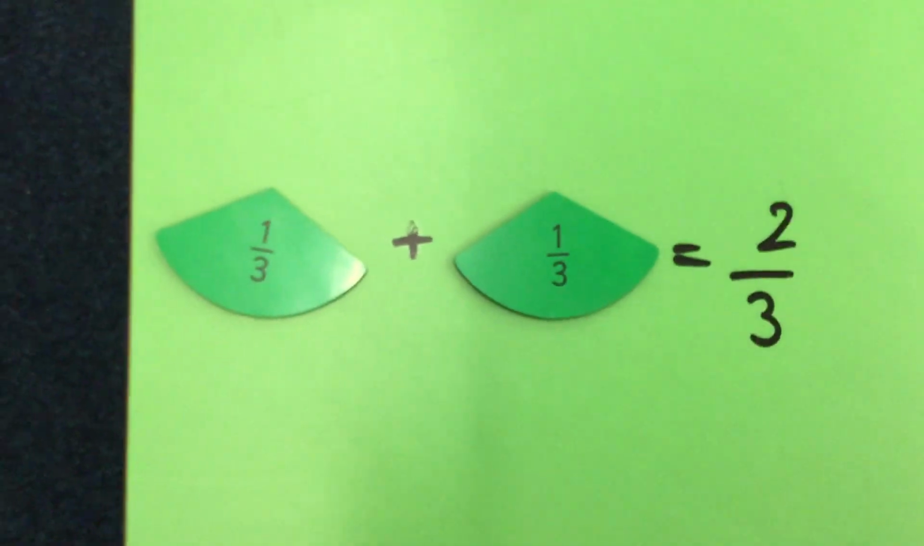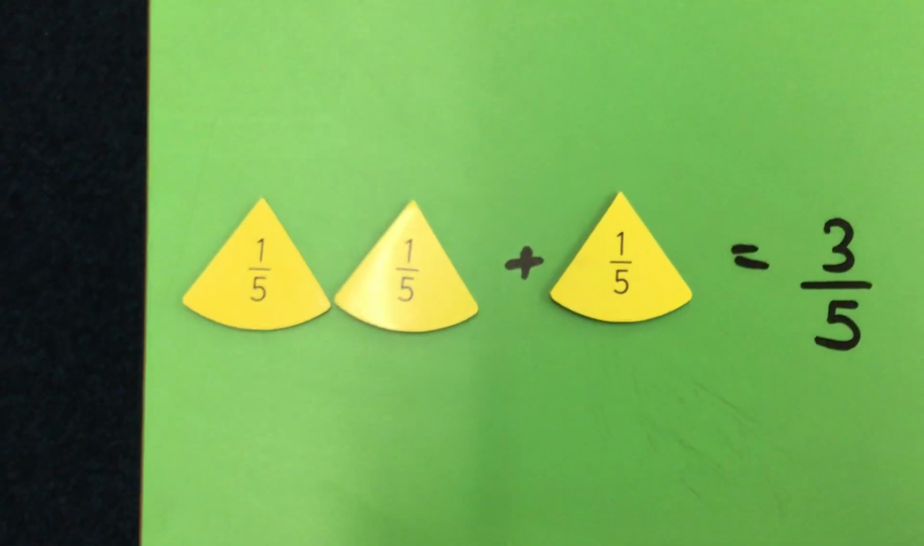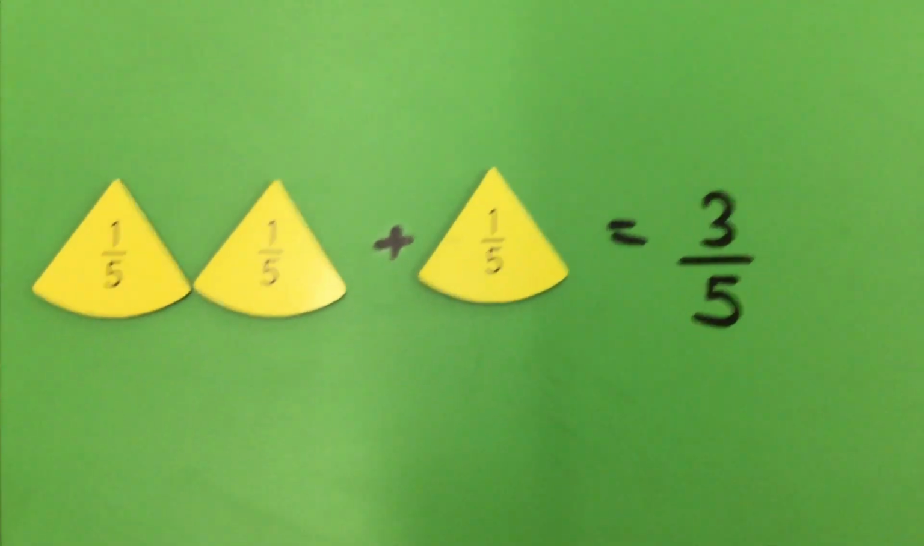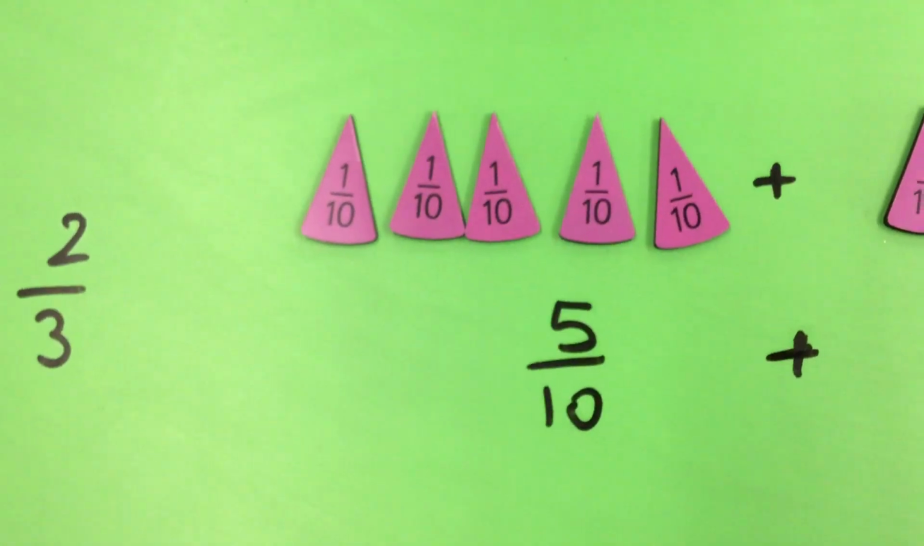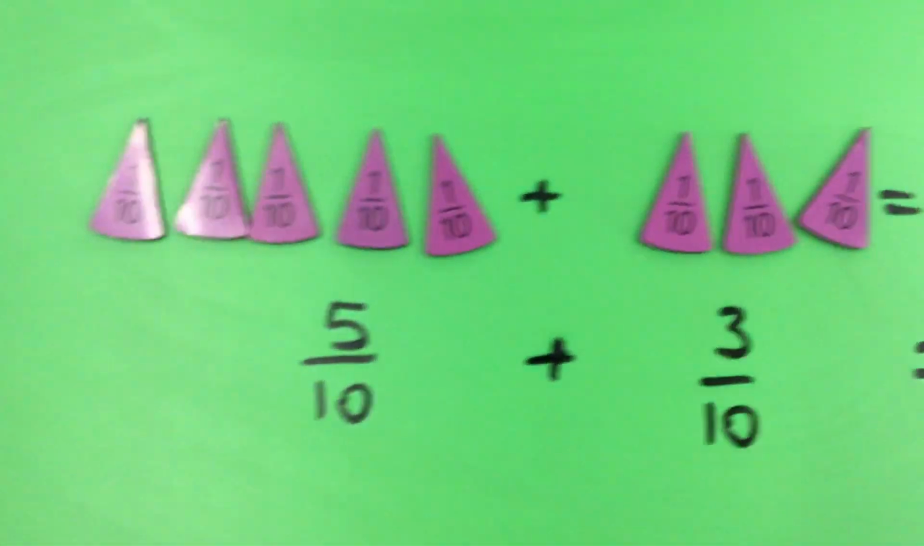So here's a recap of some of the questions that we looked at the other day. We know that 1/3 add 1/3 is 2/3. We know that 2/5 add 1/5 is 3/5. We know that 5/10 add 3/10 is 8/10. Can't argue with those.